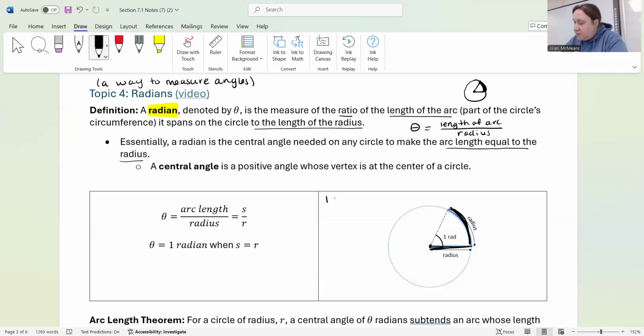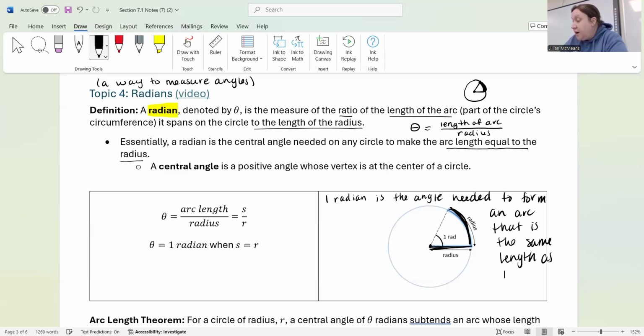So 1 radian is the angle needed to form an arc that is the same length as the radius. So that is 1 radian. 1 radian is the angle that creates an arc length that is exactly equal to the radius.